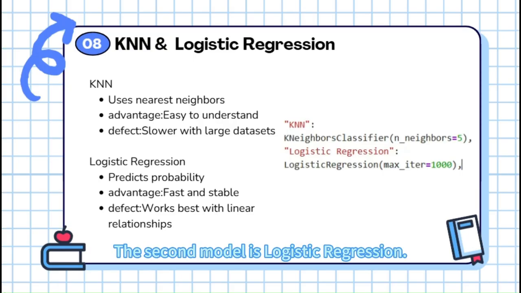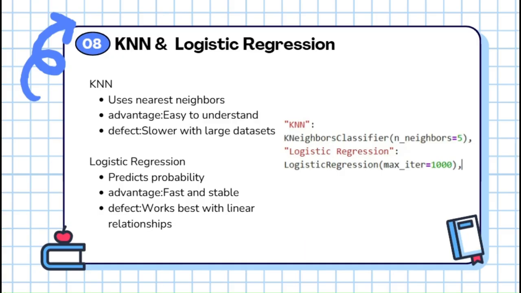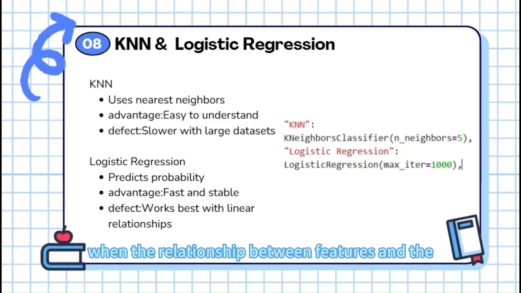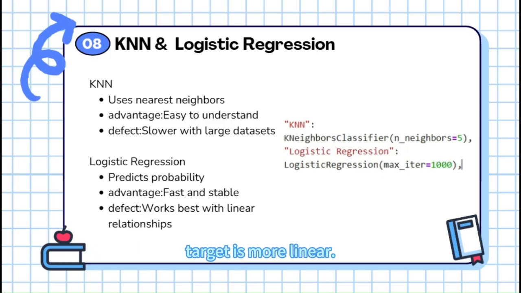The second model is Logistic regression. Logistic regression predicts the probability of dropout risk. Its advantage is that it is fast and stable. It is also useful as a baseline model. However, Logistic regression works best when the relationship between features and the target is more linear.